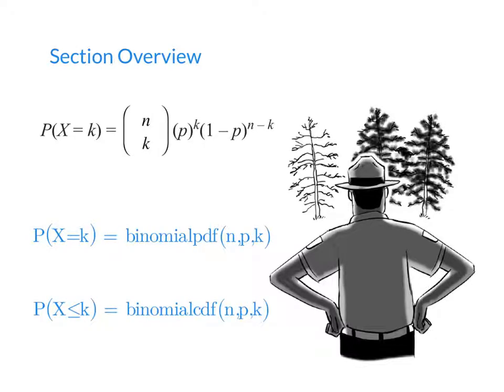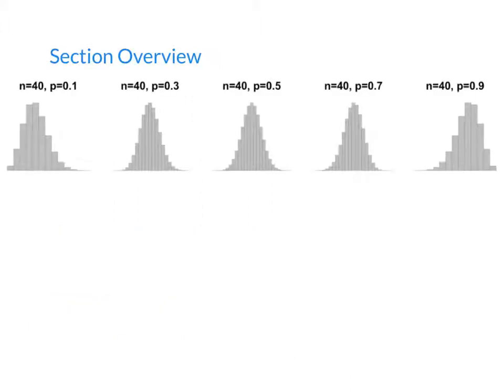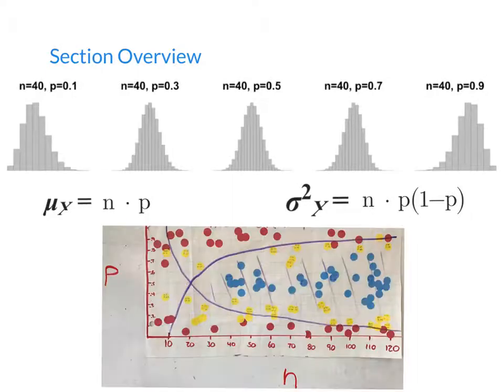Then use calculator binomial probability density function and cumulative density function to explore a scenario involving tree mortality in a forest. Students will examine and describe the center, shape, and spread of different binomial probability density functions. Use their knowledge of mean and variance for any discrete probability distribution to derive formulas for the mean and variance of binomial probability density functions.